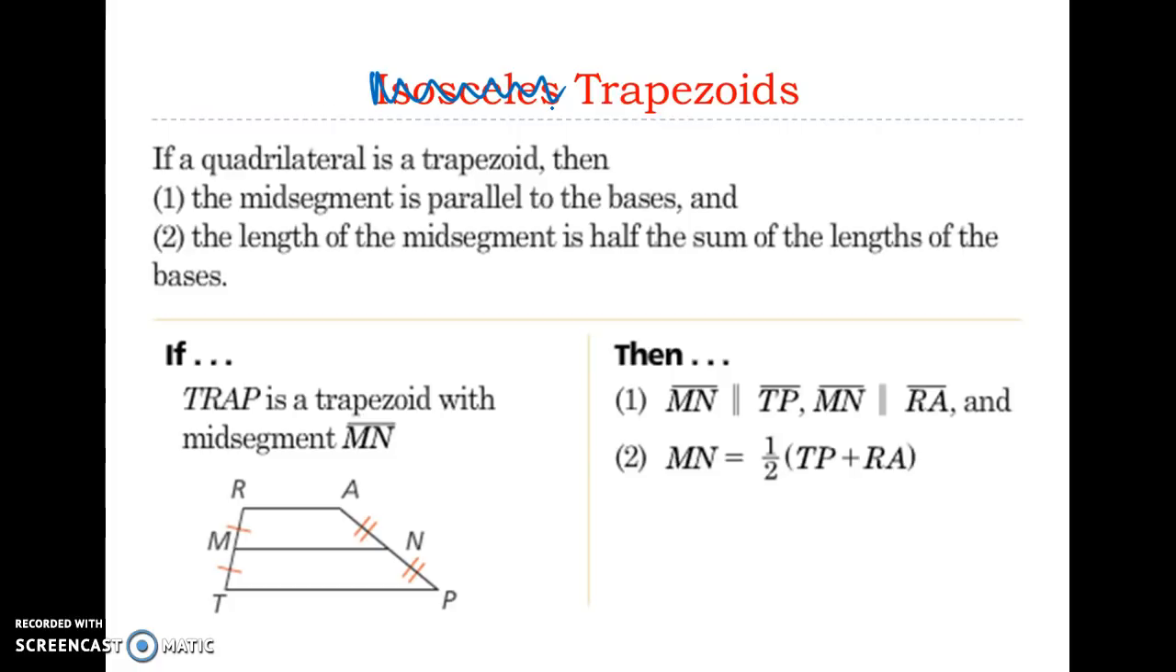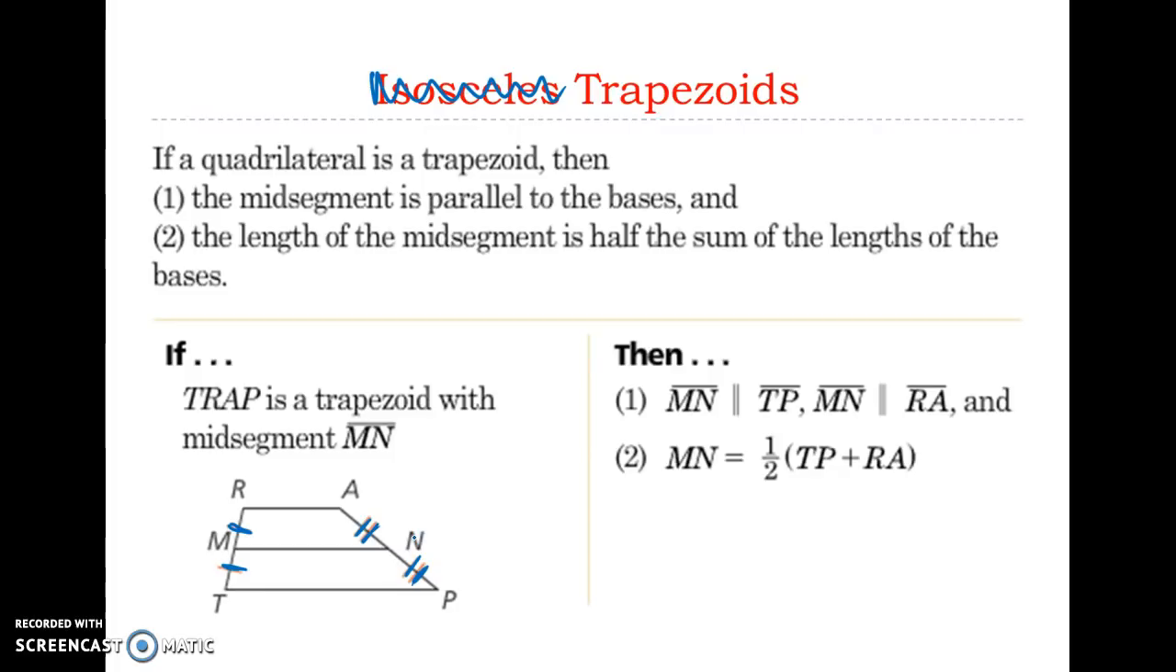So here's an example, a visual example. If trapezoid TRAP is a trapezoid with midsegment MN, first of all, if it's a midsegment, you notice here these markings, that means it cuts both sides in half. So TM is the same as RM, and AN is congruent to PN. That means that the line in the middle cuts both sides in half, so it's considered a midsegment.